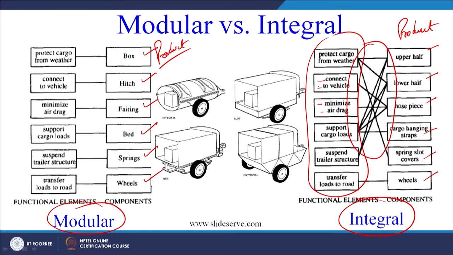And if you go back to the functional definition, usually we use a very crisp two word functional definition, that is verb and noun. So here we can see minimize air drag, connect to vehicle, support cargo loads, suspend trailer structure, transfer loads to road. So these are the functions which have to be satisfied by the product. This is the product which is listed here, and these are the various parts of the product. So here in integral product architecture, we have interrelationships among the various parts of the product and the various functions that are satisfied, whereas in modular, each and every module has a very, very specific function to be achieved. So this also we have covered in our discussion.